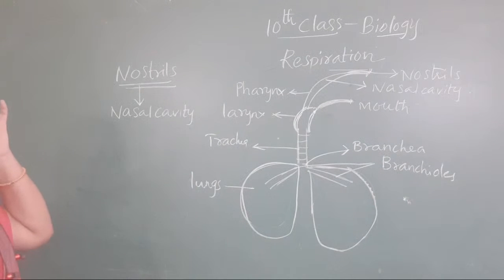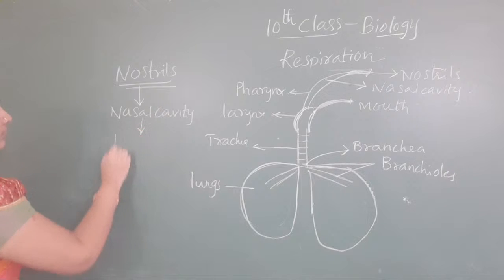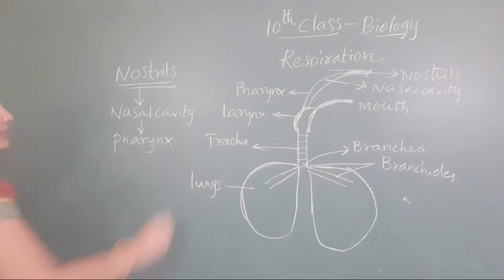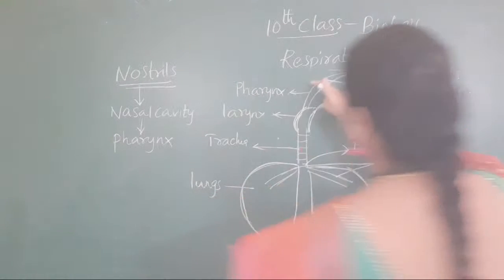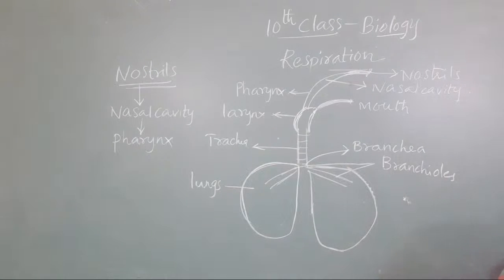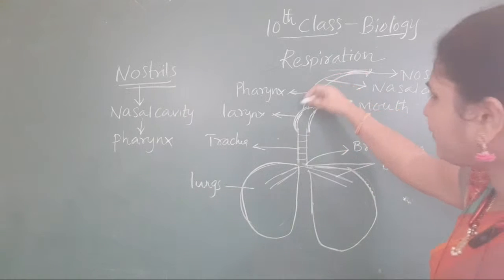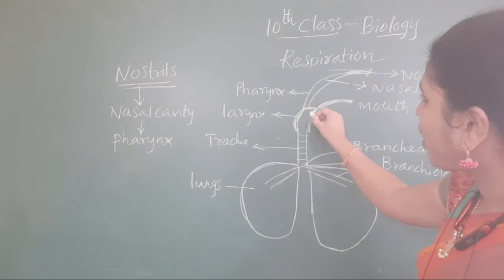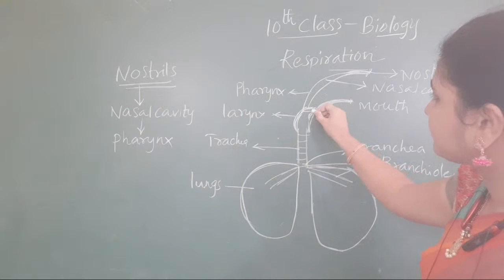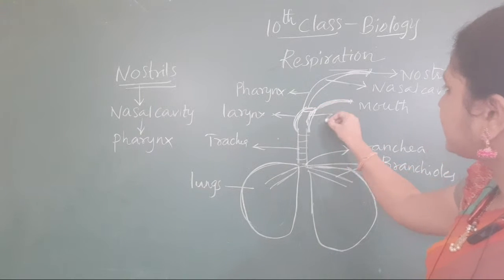And after the nasal cavity, what is present? The pharynx. What is the next thing present? Pharynx. You observe the pharynx here. It is a long tube-like structure. Isn't it, students? See here, it is a tube-like structure. From the pharynx to the larynx, a flap-like structure is present. This is nothing but the epiglottis.